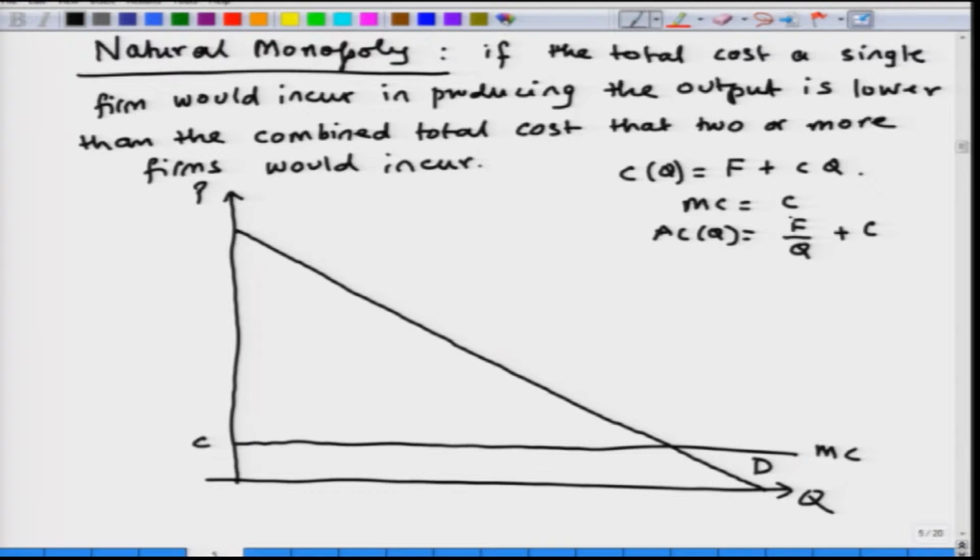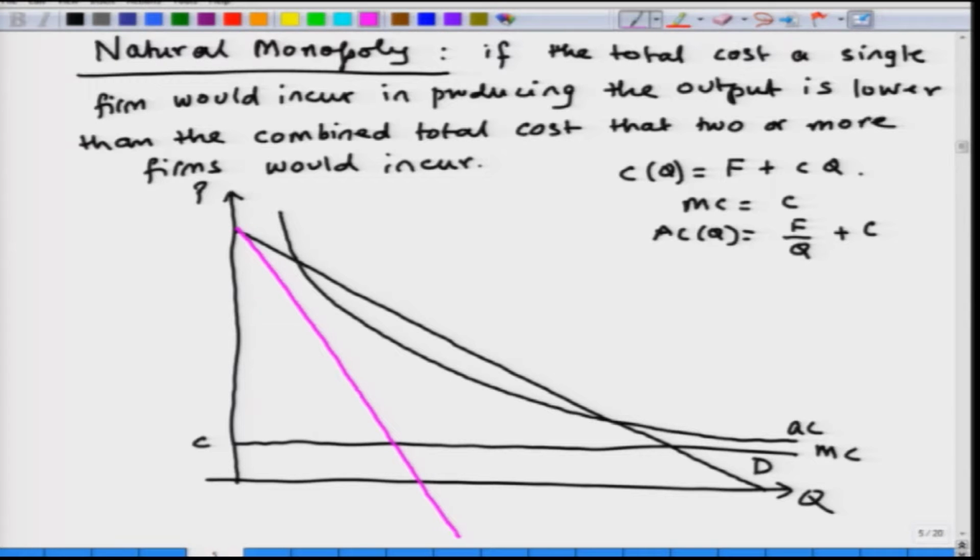So, as Q goes to infinity, the average cost would be C. The average cost would be something like this. It gets closer and closer to the marginal cost as Q goes to infinity. Now, what would a monopolist do? A monopolist, as before, would compare its marginal revenue with its marginal cost and choose to produce QM units and would charge a price which is equal to PM. Notice that the average cost of producing each one of these QM units is somewhere here.